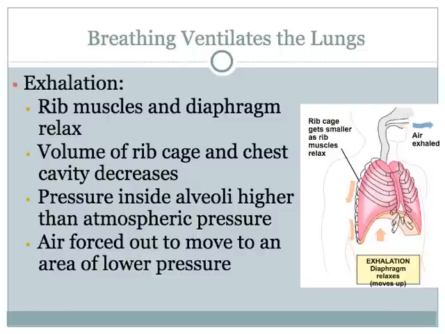And then in exhalation, the exact opposite thing is going to happen. Your rib muscles and your diaphragm are both going to relax, which is going to make the chest cavity smaller. The volume of the rib cage and the chest cavity decreases, so now there's air in a smaller space, so now you have a higher pressure inside your alveoli, inside the lungs, and therefore air is going to be forced out to the atmosphere where there's a lower pressure.